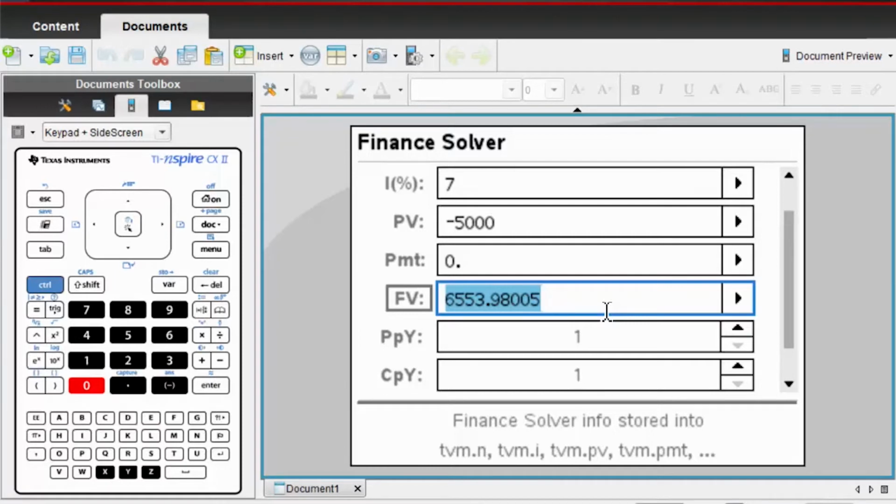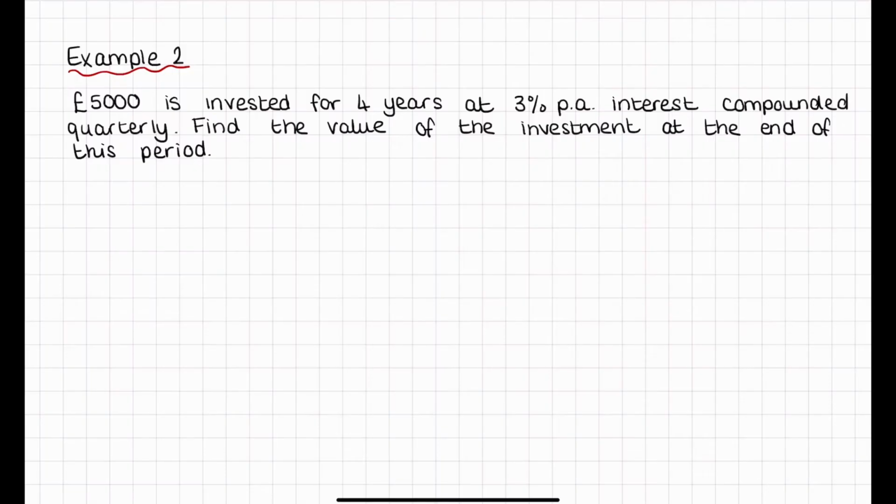Okay, example 2. We've got £5,000 is invested for 4 years at 3% PA interest compounded quarterly. Find the value of the investment at the end of this period. So once again, it's compounding. So let's just work out what we know. So we've got the future value. This is what we're trying to find out.